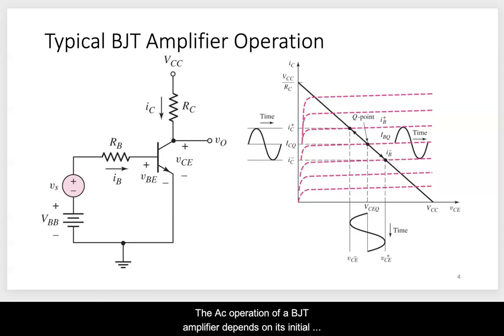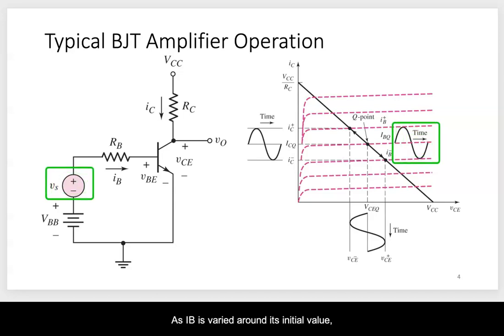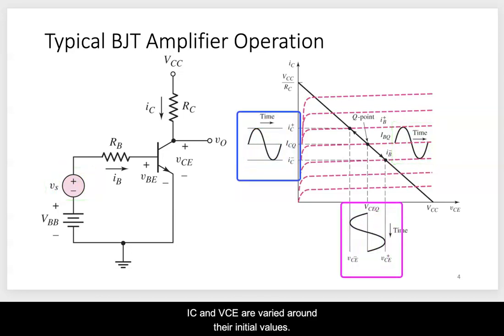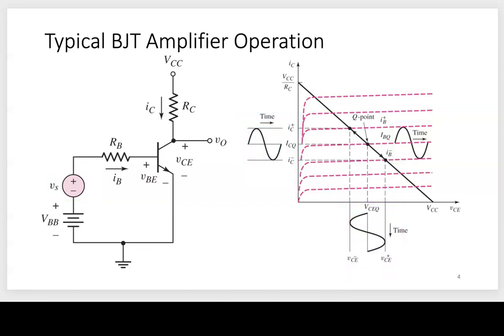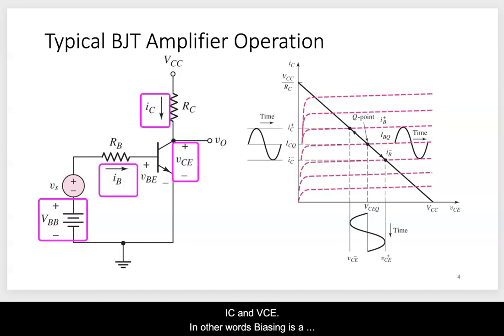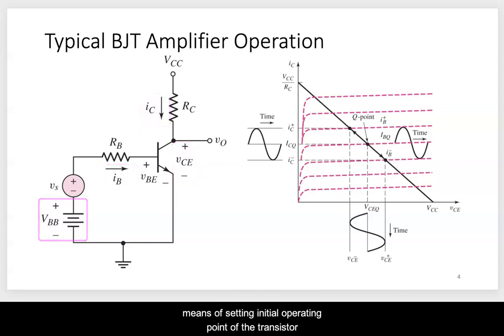The AC operation of a BJT amplifier depends on its initial DC values IB, IC, and VCE. As IB is varied around its initial value, IC and VCE are also varied around their initial values. The function of DC biasing is to set the initial values of IB, IC, and VCE. In other words, biasing is a means of setting the initial operating point of the transistor.